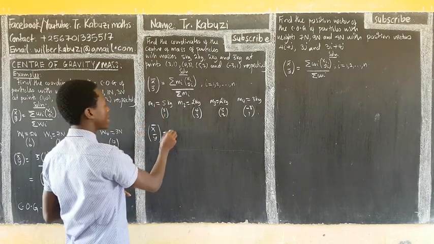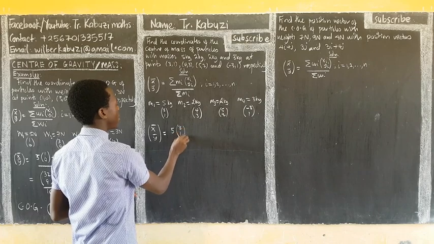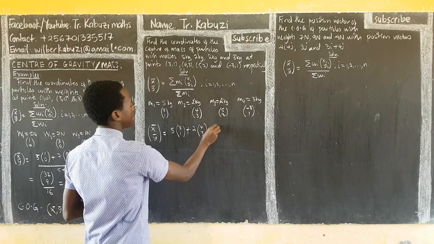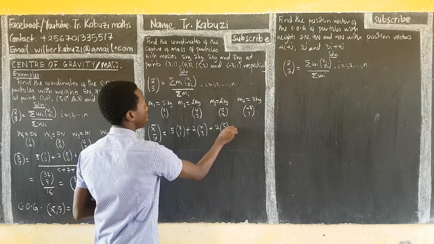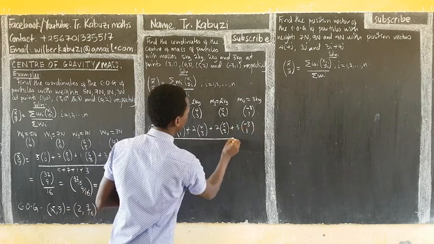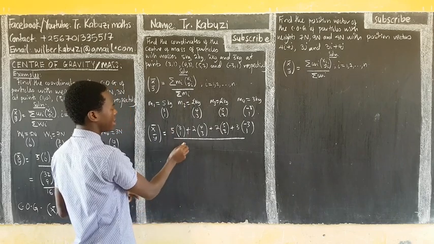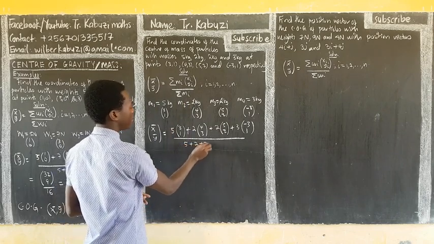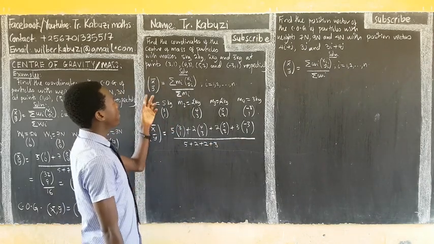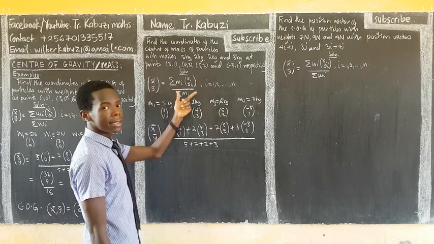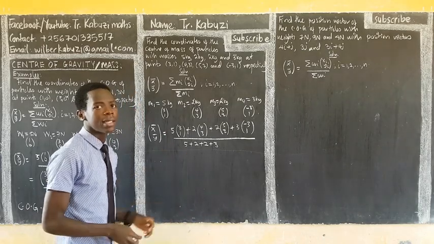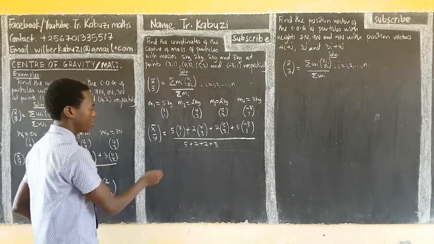So we get the mass times this, 5 times 3, 1, then plus this times this, then plus 2, 5, 2, then plus 3, and that is 3, 1. All over the sum of the masses, which is 5 plus 2 plus 2 plus 3. Some people do it the other way, getting x bar first, then y bar. It's okay, no problem, but this one takes your time to handle.